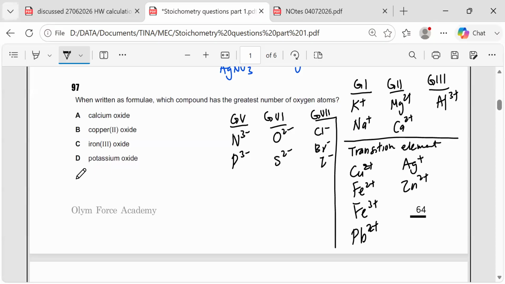Okay, calcium oxide. Calcium is Ca2 plus, oxide is 2 negative, so CaO, right? Copper 2 oxide, CuO. Iron 3 oxide will be Fe2O3. Potassium oxide will be K2O. So when written as a formula, which compound has the greatest number of oxygen atoms? Your answer will be C. Get it?